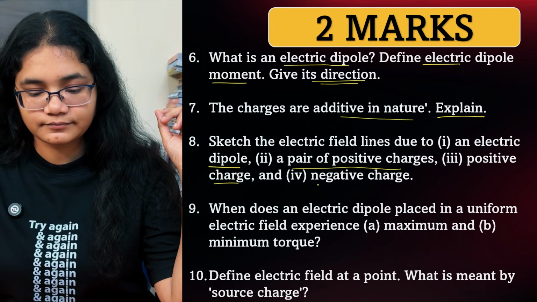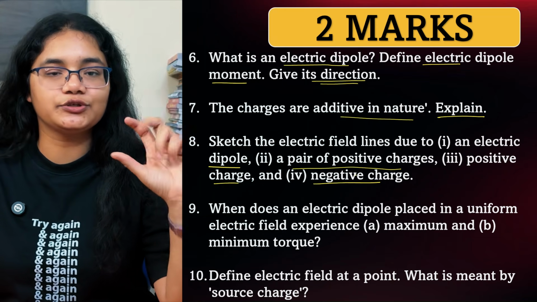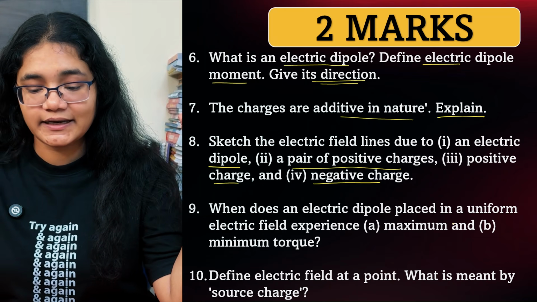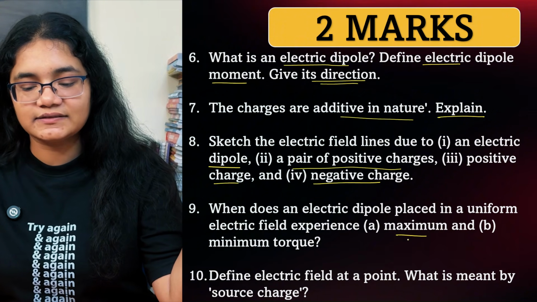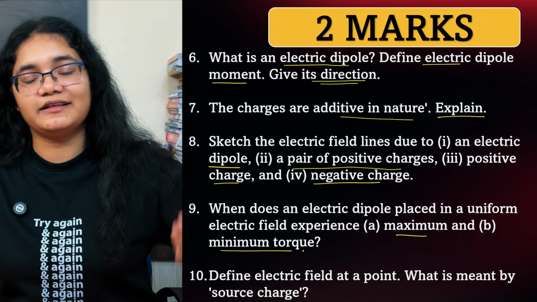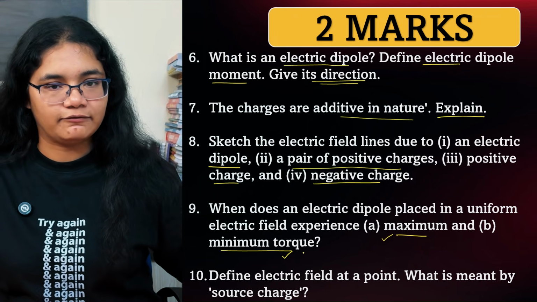Next, sketch the electric field lines due to an electric dipole, a pair of positive charges, then a positive charge, and due to one negative charge. So these are some diagram based questions for which you have to draw the diagram. Next, when does an electric dipole placed in a uniform electric field experience maximum and minimum torque? Okay, so you have to write down at what point it faces the maximum and minimum torque. In a 2-marker, you will write this one, 1 mark, this one will give you 1 mark.